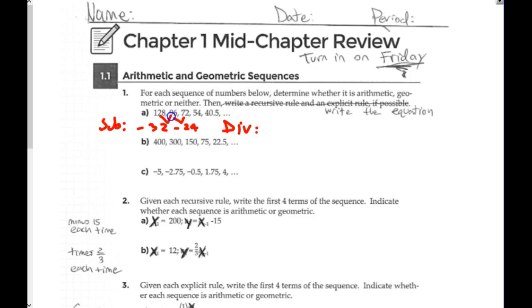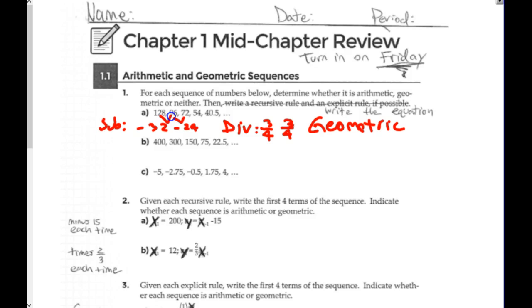72 divided by 96 is 3/4. And then 96 divided by 128 is 3/4. Alright, again, since when we divide it, that's going to be our ratio, that's going to be multiplying. Since that's the same, it's going to be geometric.